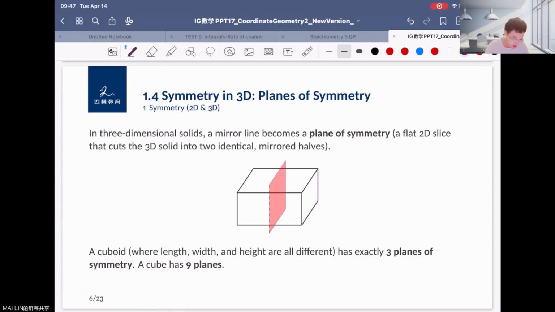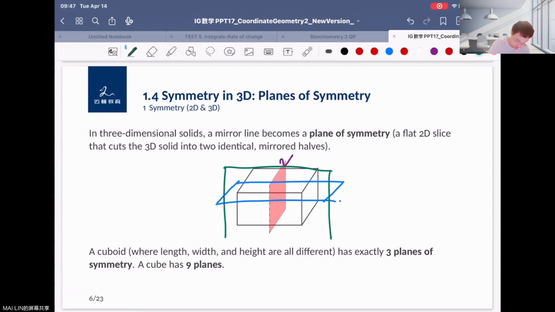Here we use a cuboid, and we can say there are exactly three planes of symmetry. Why three? Because this is the first plane, and the second plane is here. That is the second plane, and the third plane is this way. I draw it in green here. So there are three planes of symmetry. You can also say we have three symmetrical planes in the cuboid.